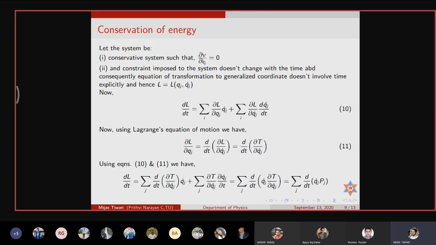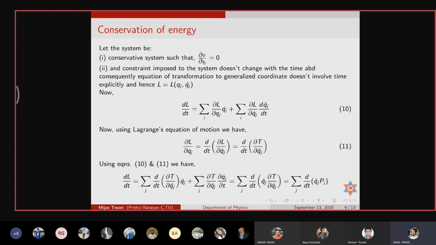Now taking the first derivative with respect to t, we have equation number 10, because L is a function of Qj and Q dot j, so it takes the form 10. Now we use the Lagrange's equation of motion and substitute the values, as we have assumed that the system is conservative. Then we have equation number 11, suggesting that V is independent of velocity. Thus equation 11 has d by dt del T by del q dot j. Now using equations 10 and 11, we get the next equation, dL by dt.